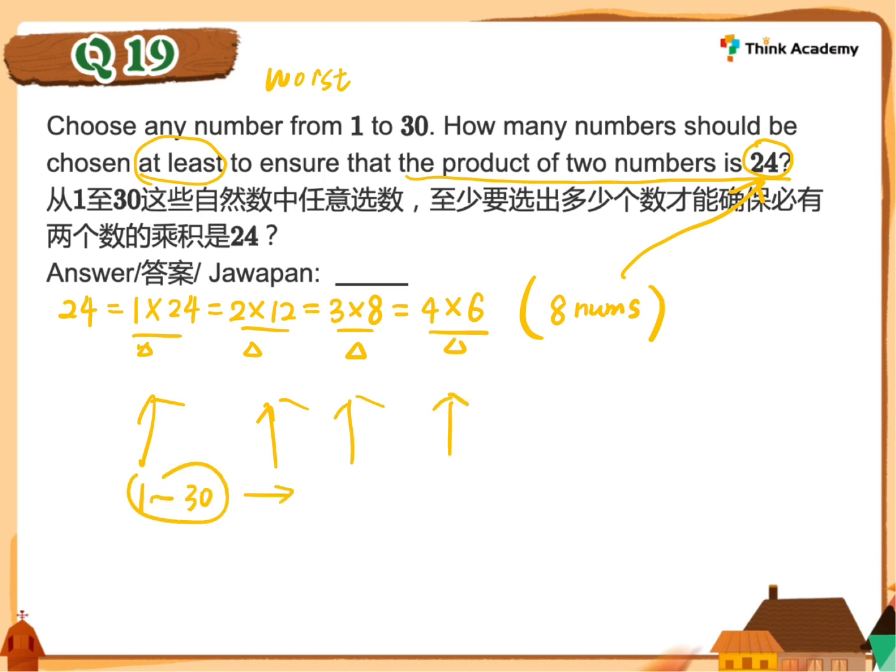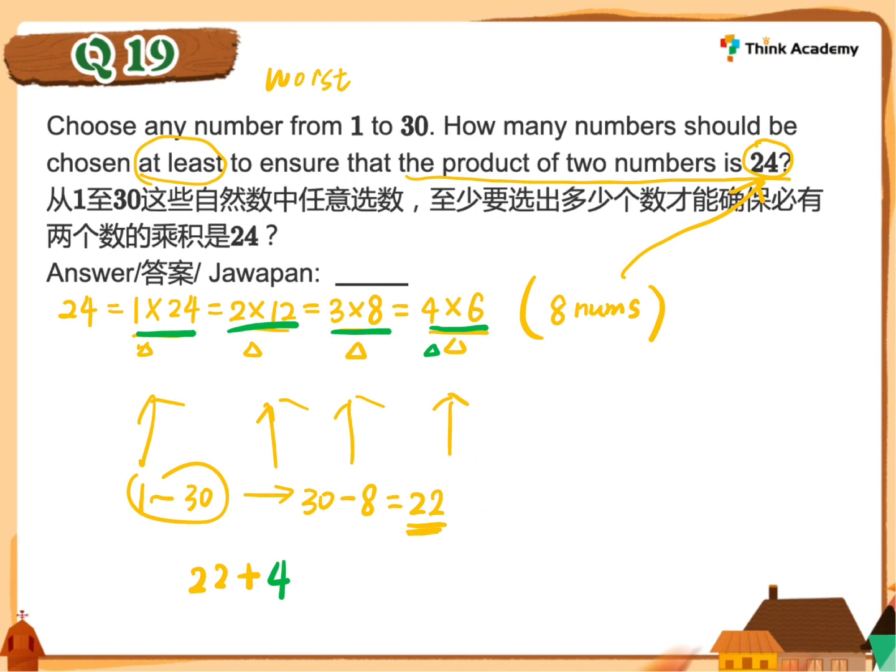We have 30 numbers here, right? You are very unlucky. So you choose another 22 numbers first. Okay, and then you're still also unlucky. You choose one number in this group and one number in this pair, one number in this pair, and one number in this pair. So you choose 4 numbers, but you still cannot satisfy the condition.